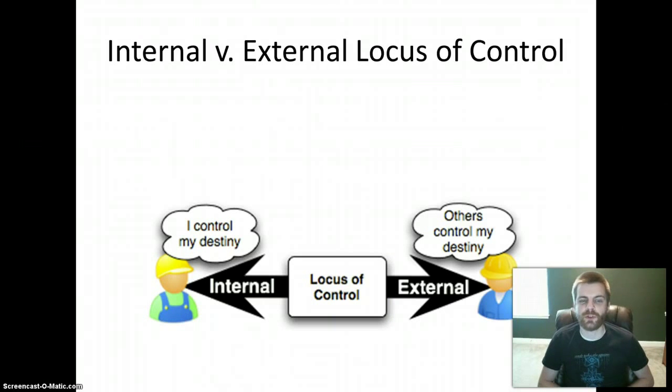Next, we have the internal versus external locus of control. Basically, internal locus of control is a belief that you are in control of your own destiny, whereas the external locus of control is a belief that other people control your own destiny.